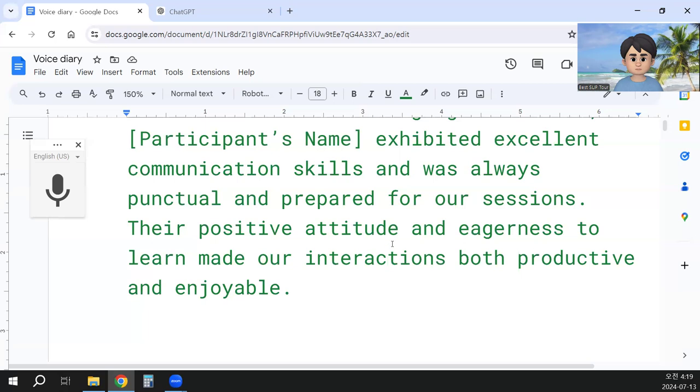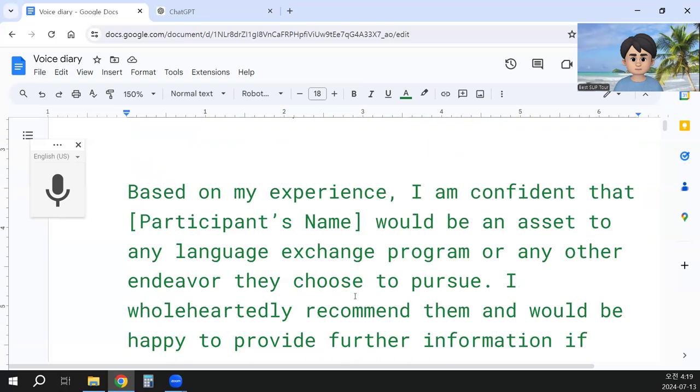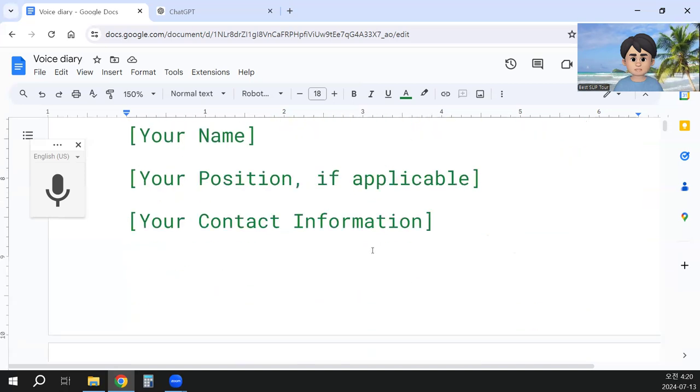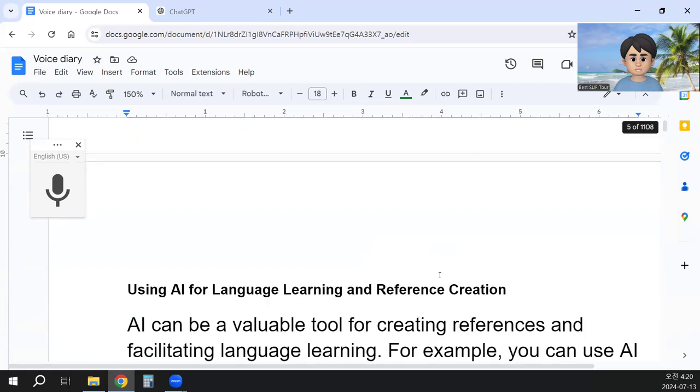Their positive attitude and eagerness to learn made our interaction both productive and enjoyable. Based on experience, I'm confident that the team would be an asset to any language exchange program or any other endeavor they choose to pursue. I wholeheartedly recommend them and they would be happy to provide further information if required. Sincerely, John, your position if applicable, your contact information.